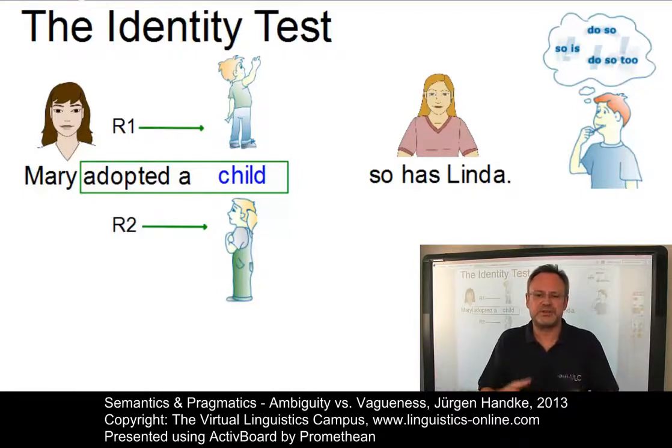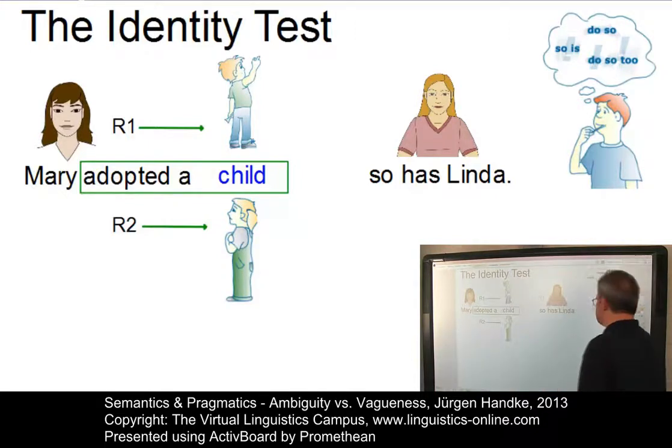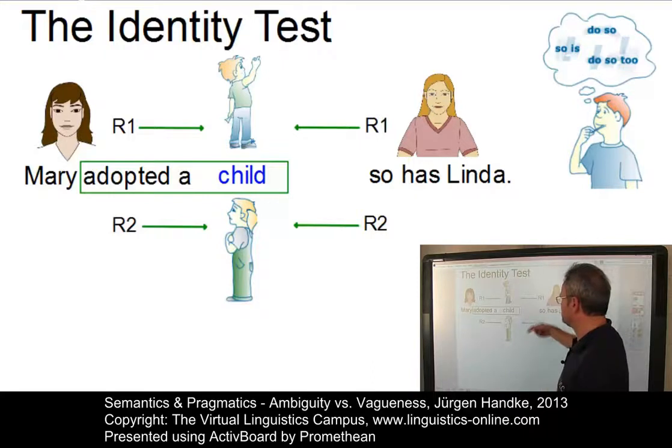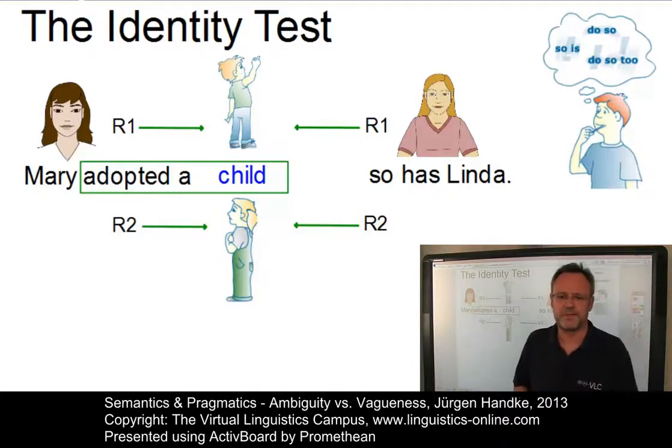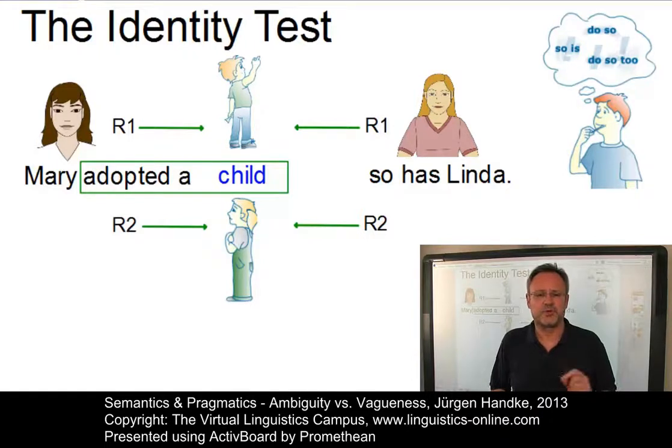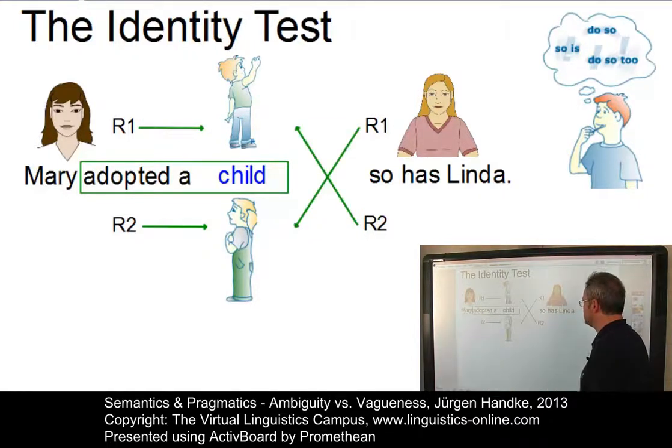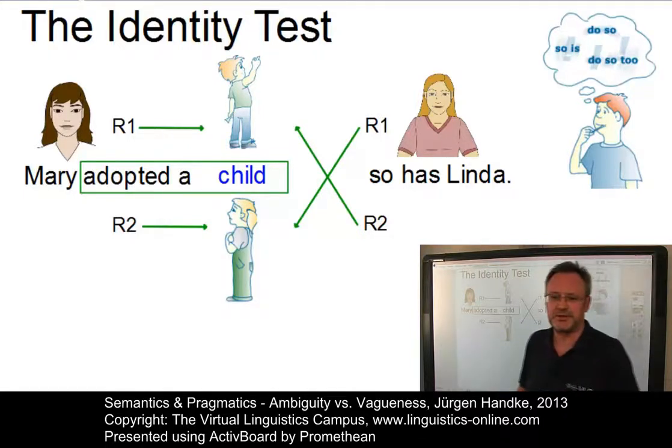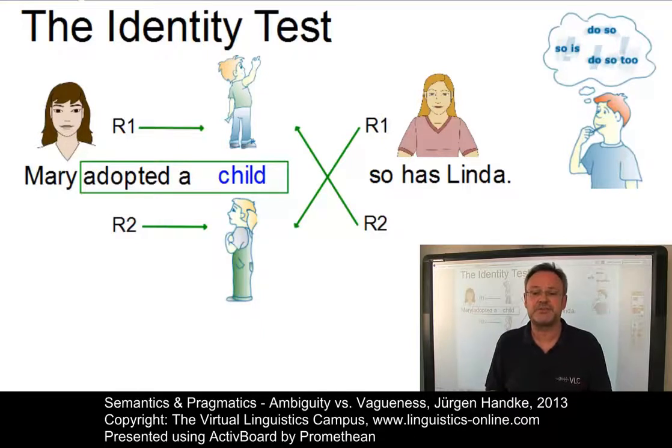The meaning selected for the verb phrase can also be identical in both parts. Mary adopted a child who's a boy, so has Linda. She also adopted a boy. But this time, conflicting interpretations are possible too. So this is our new possibility. The child adopted by Mary does not need to have the same gender as the one adopted by Linda.